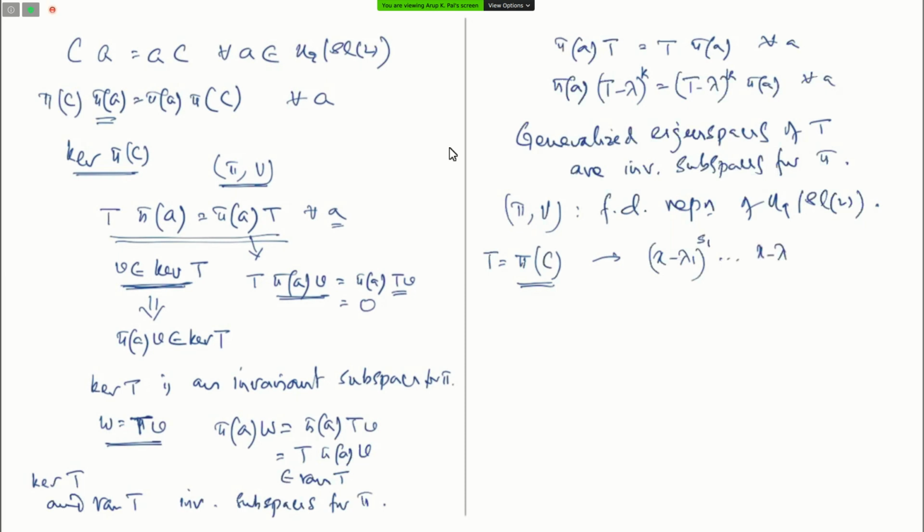Yes. The minimal polynomial has distinct eigenvalues. The characteristic polynomial may have powers. That is, s1, ..., sk may not be 1. That is true. So here lambda 1, lambda 2, ..., lambda k are distinct.